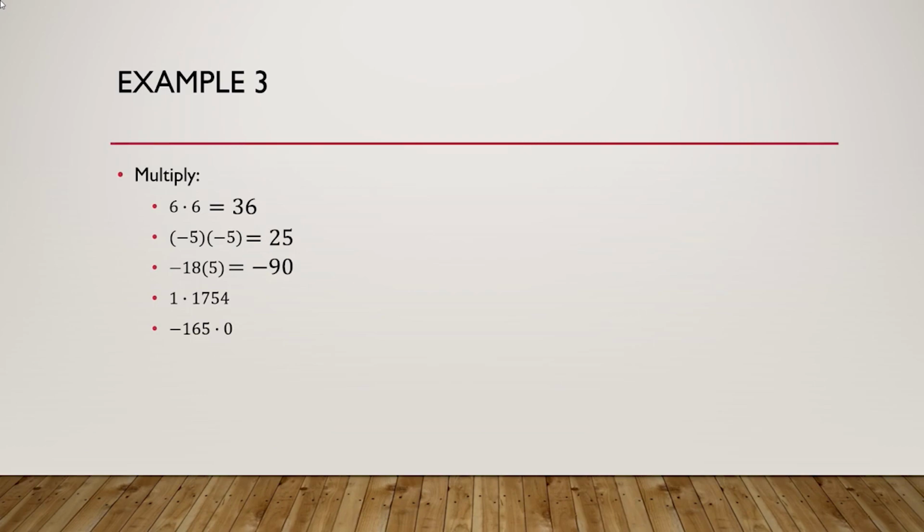Now 1 is kind of like the same when you're adding with 0. So 1 times anything is just going to be anything. So the result here is going to be 1,754. Then you have 0, and when you're multiplying by 0, 0 is kind of unique when it comes to multiplication and division. So you have negative 165 times 0. Anything times 0 is just 0.